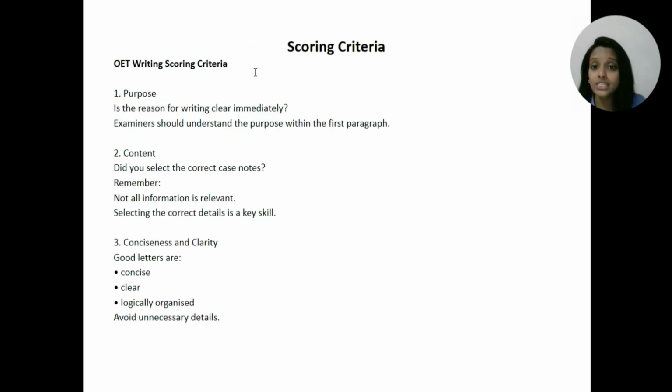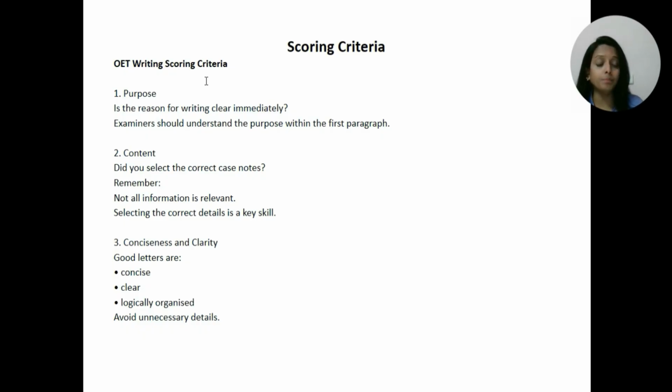Okay. The OET evaluates your letter using 6 criteria. This is very important. On these criteria only, your scores will be marked or evaluated. The first one is the purpose. What is the reason for writing? Is the reason for writing clear immediately, within the first sentence or in the first paragraph? Because that's how it should start.